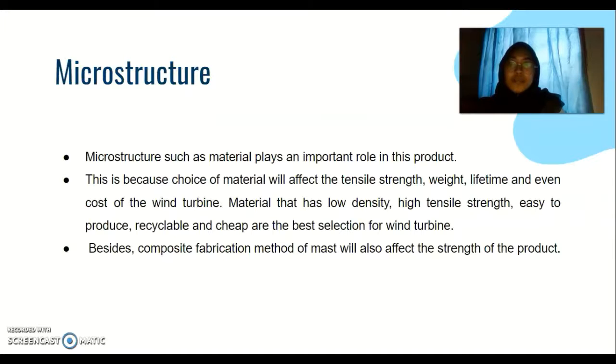Microstructure. Microstructures such as materials play an important role for this product, because the selection of material is very crucial in this product, because it affects the tensile strength, weight, lifetime, and even the cost of the wind turbine. Materials that have low density, high tensile strength, are easy to produce, recyclable, and cheap are the best selection for our wind turbine. Besides, the composite fabrication method will also affect the strength of our product. So I will pass my presentation to Ayu. Thank you.